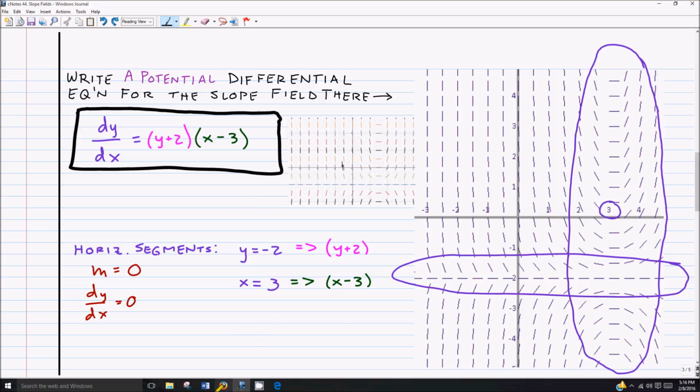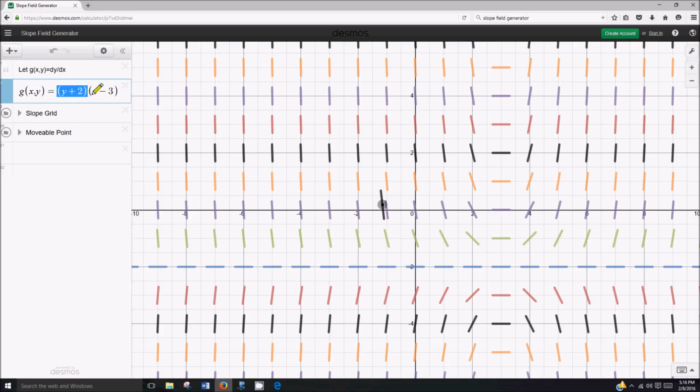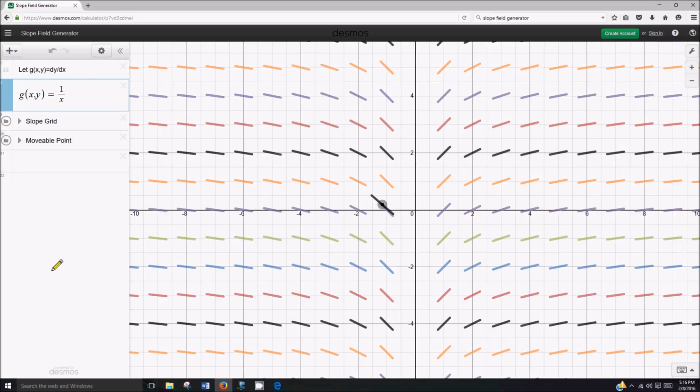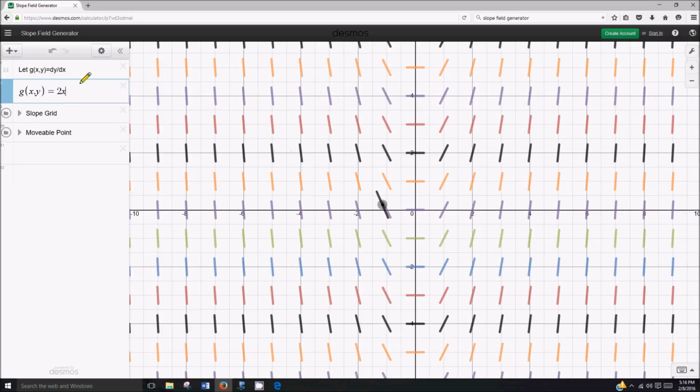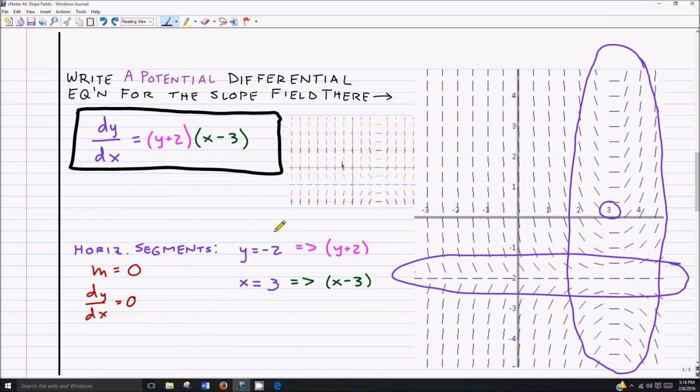You know what I'm saying? For instance, if I had graphed 1 over x up here, you're supposed to just look and go, oh look, it looks a little bit like an ln. Or if I graph 2x, you're supposed to go, oh, that's sort of quadratic. So if you recognize it, great. But if you don't, look for the horizontal segments. Those horizontal segments will be your guide. It'll take care of everything for you. Pretty cool, pretty slick.